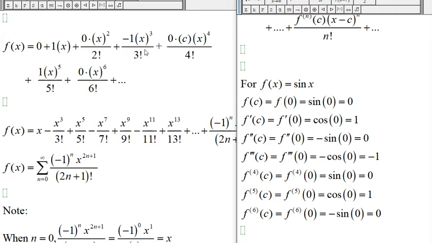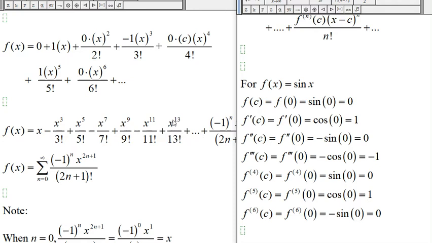And this is minus x to the third, dividing by 3 factorial. And then this would be x to the fifth, dividing by 5 factorial. And the next we get negative x to the 7, dividing by 7 factorial. So it's going to be positive, negative, and then the rest of it.